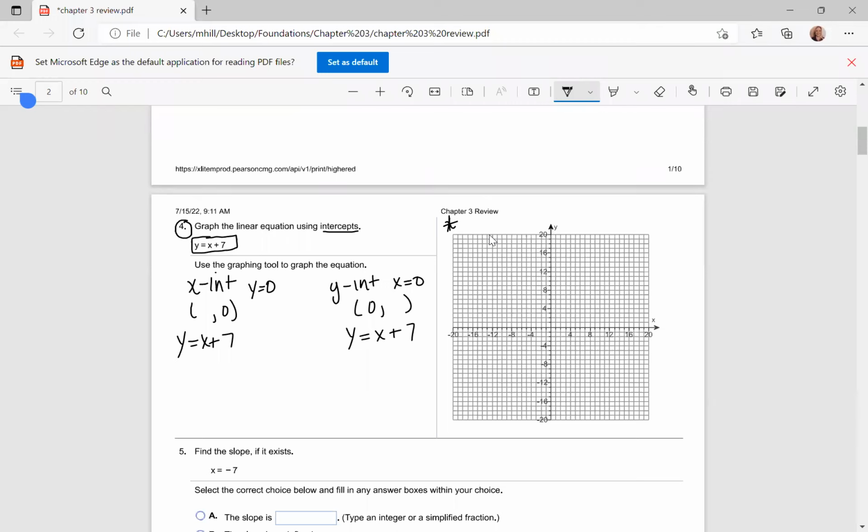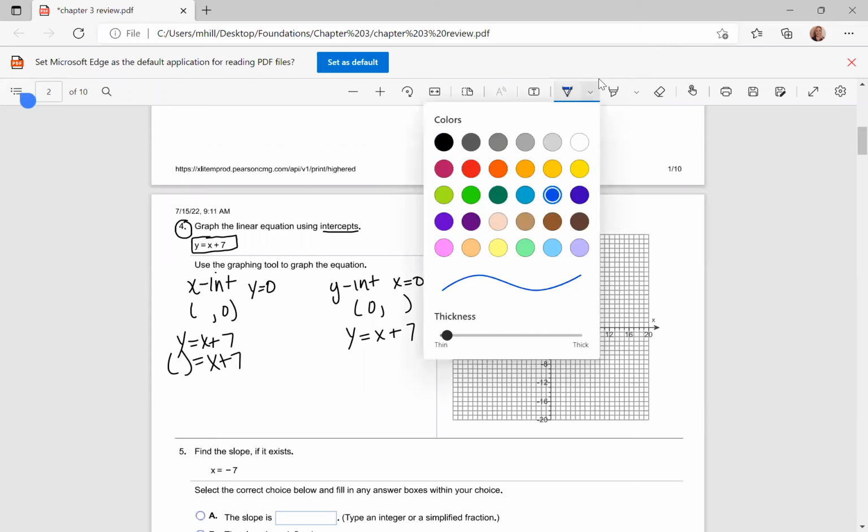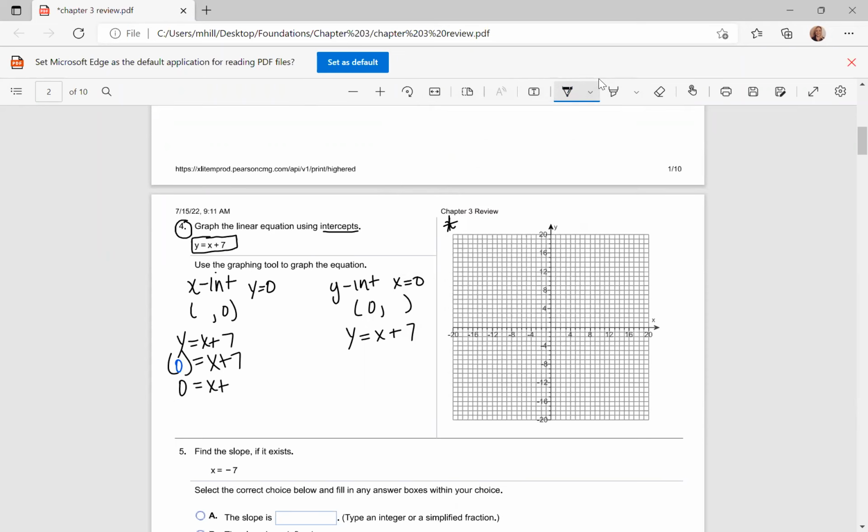Okay. So the first time, instead of y, I'm going to put in 0. So this y, I'm going to change it to be 0, and I'm going to solve for x. So 0 is equal to x plus 7. To solve for x, I would need to subtract 7 from both sides, and I would get x is negative 7. So the x-intercept is negative 7, 0. I'm going to go to negative 7, 0, and put a dot right there. When I'm using the graphing tool, I'm going to pick that this makes a straight line, and then I would plot this point.